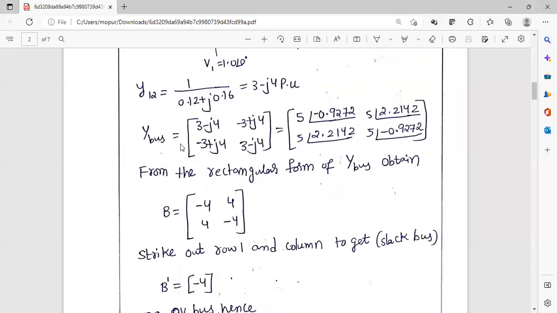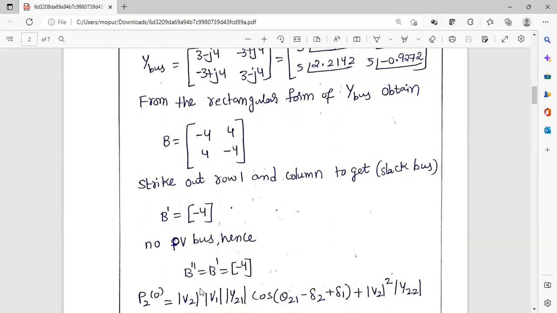So after getting Y bus, take the imaginary part of Y bus to get B. Eliminate the slack bus row and slack bus column, that is the first row and first column. So we will end up with only this element, that is B dash. Now if you had a PV bus, eliminate the PV bus row and PV bus column from B dash to get B double dash. Since there is no PV bus, B dash is equal to B double dash, which is -4.